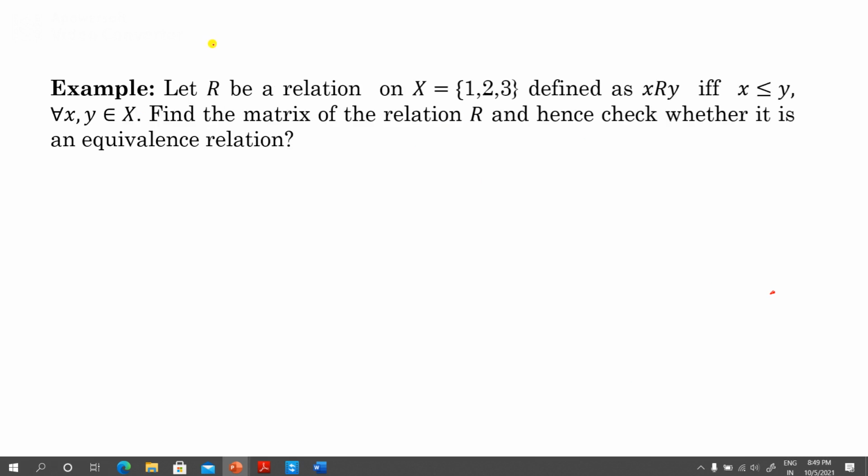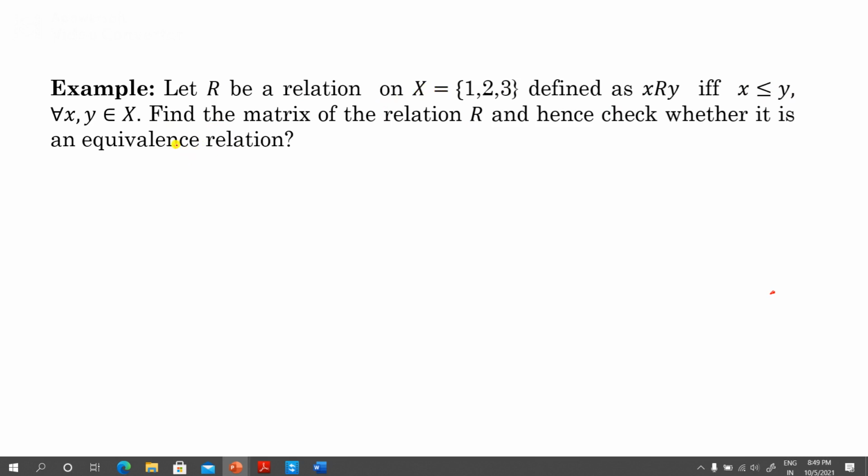Now we'll take one example. Let R be a relation on X equal to {1, 2, 3} defined as x related y if x is less than or equal to y. Now find the matrix of the relation R and check whether it is an equivalence relation. Equivalence means reflexive, symmetric and transitive.